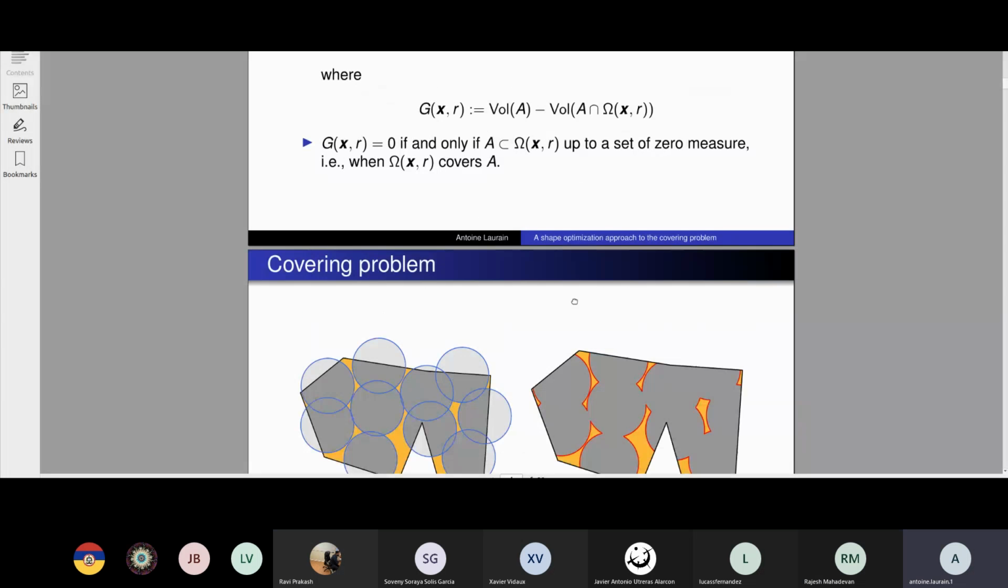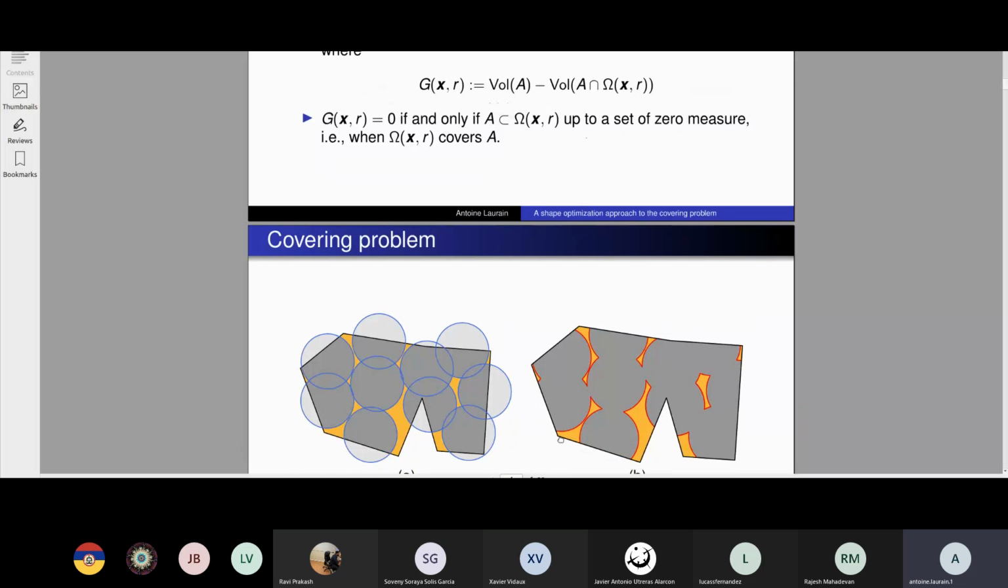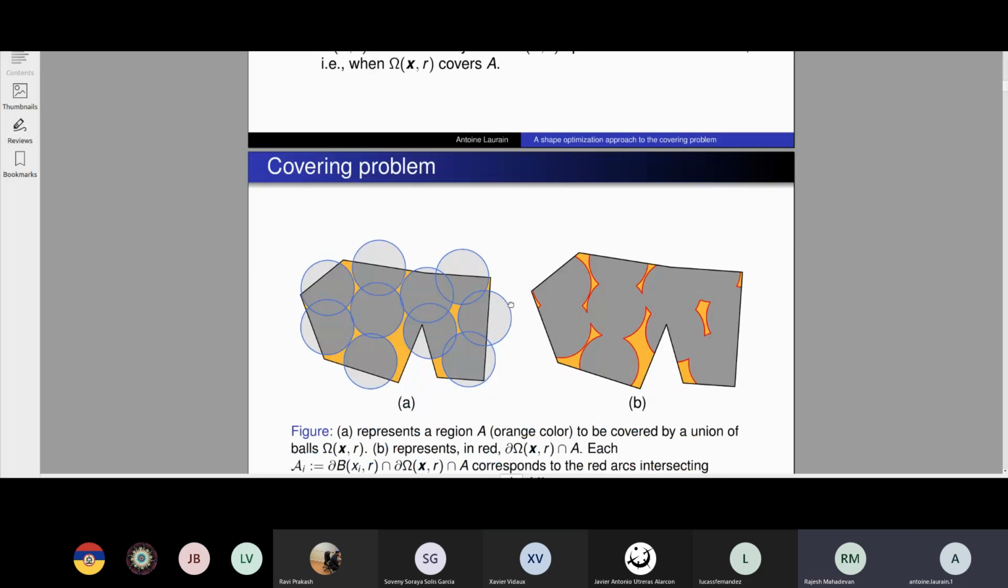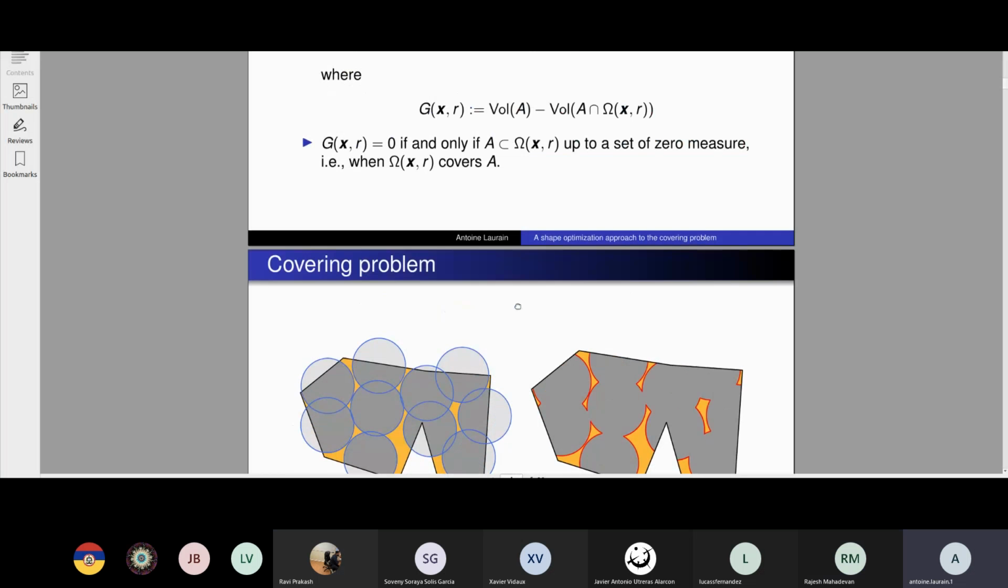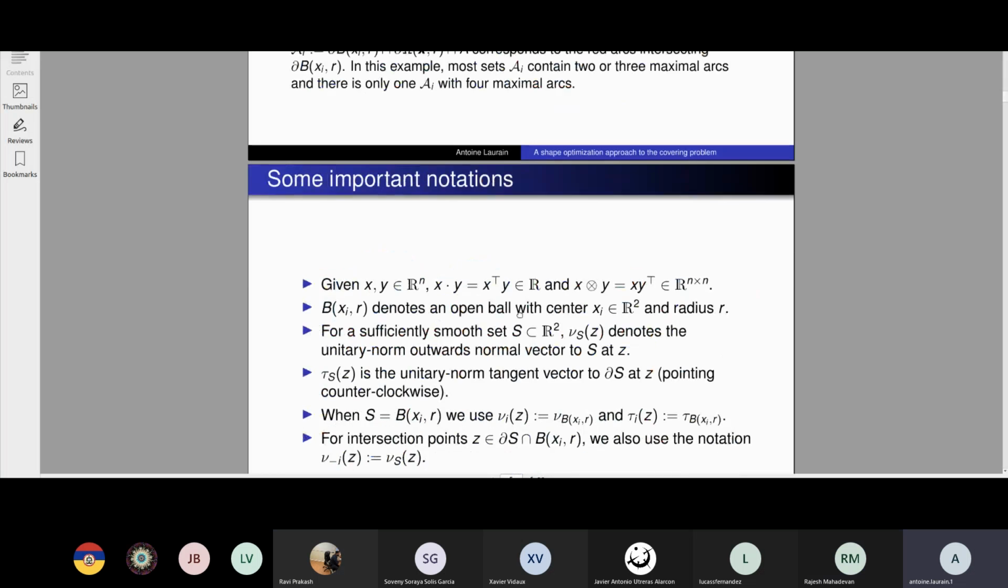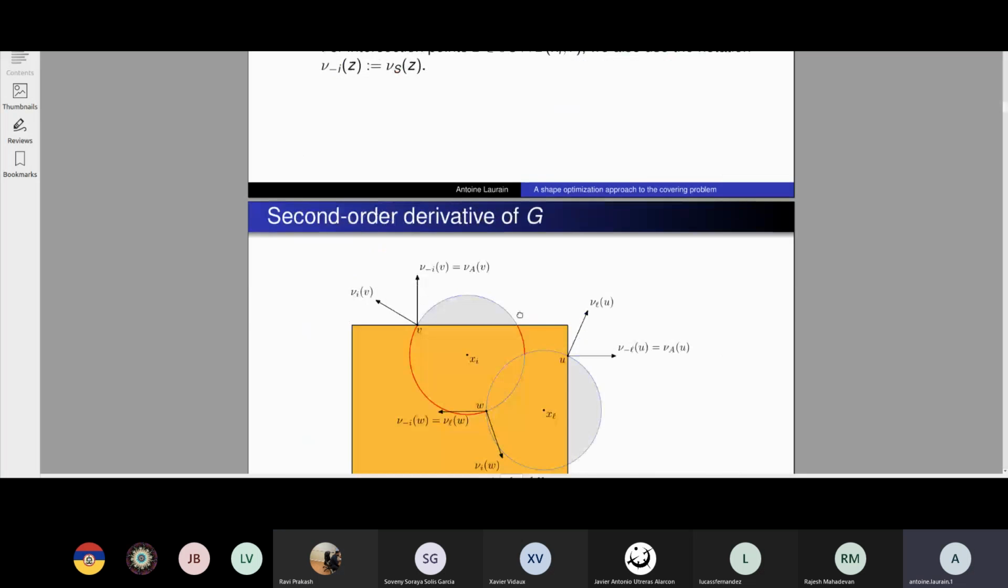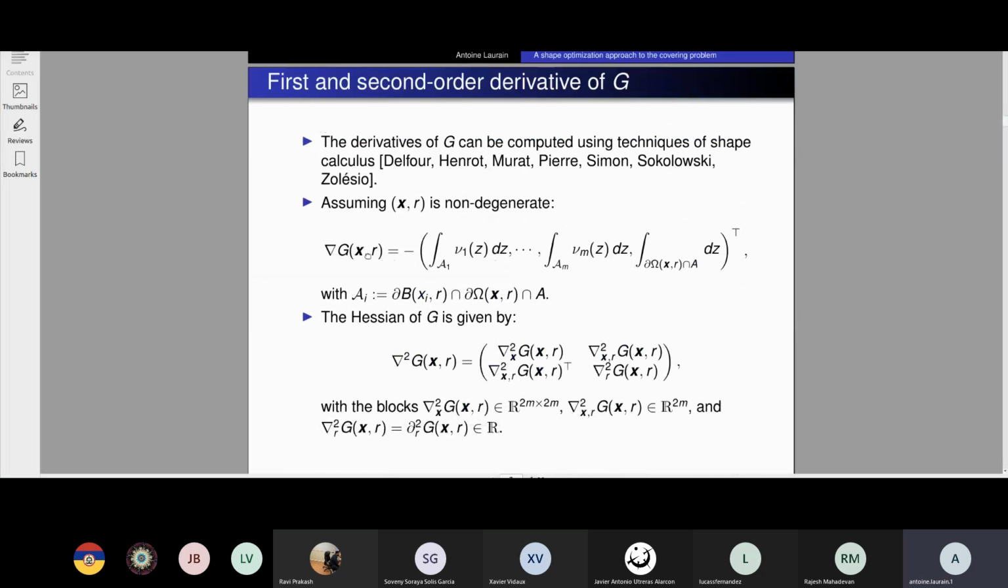So if you look at this picture, the G is basically the volume of the orange part. Because you want this G equal to 0. So you don't want any orange part because you want to cover completely the polygon. So it's just the integral of 1 basically. So it's a simple shape function.